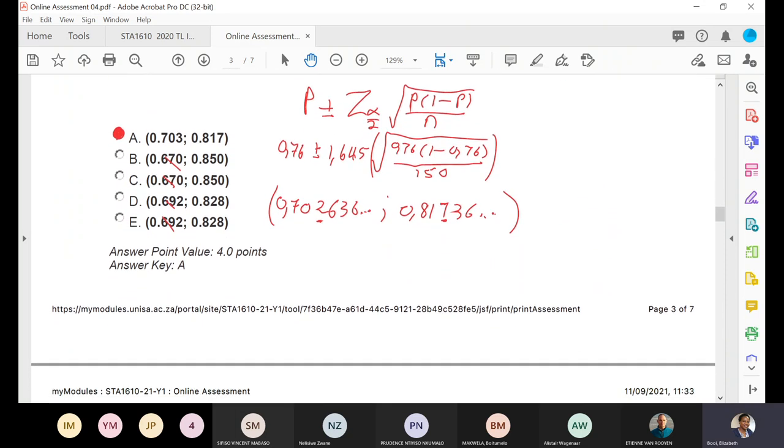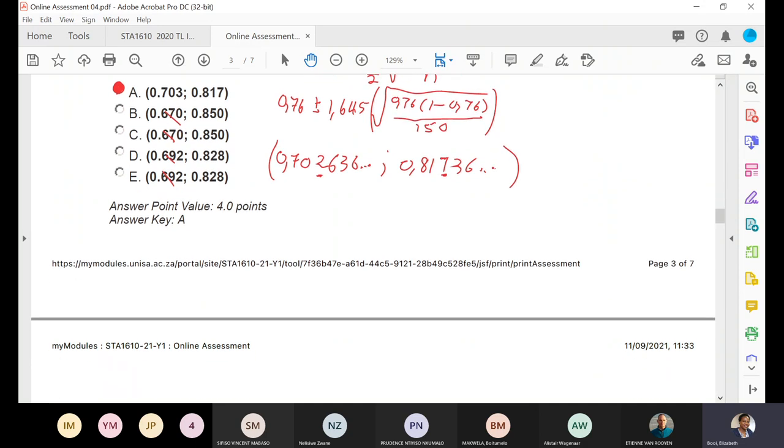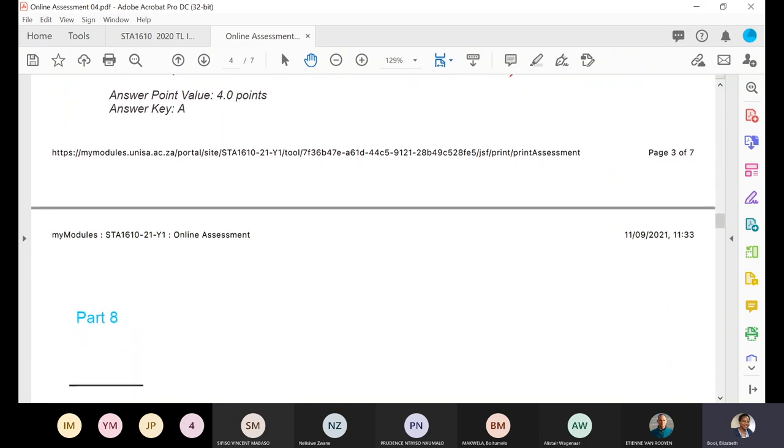Others, are you following? Yes, ma'am. Or are you lost? You must talk, so that when we leave the session, you're not confused about what is happening.